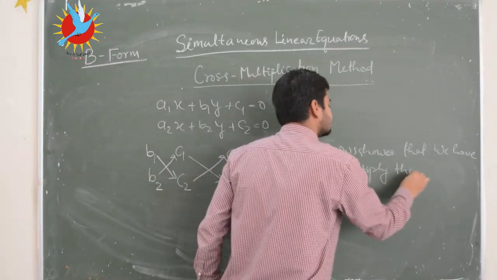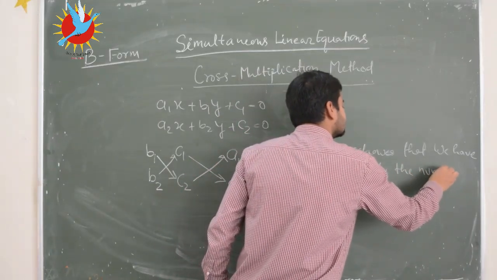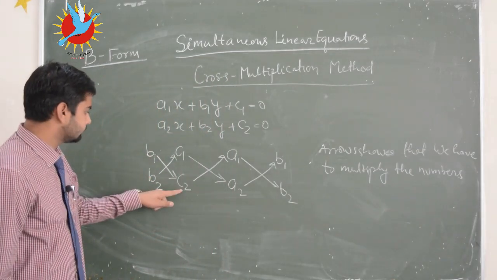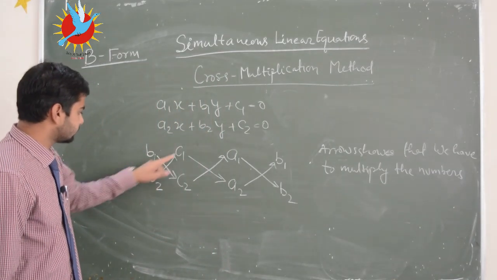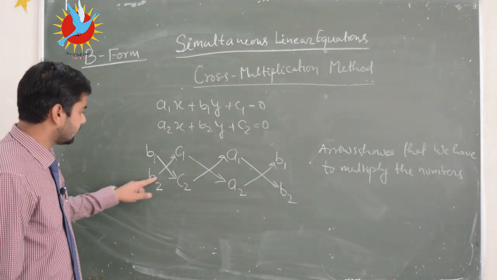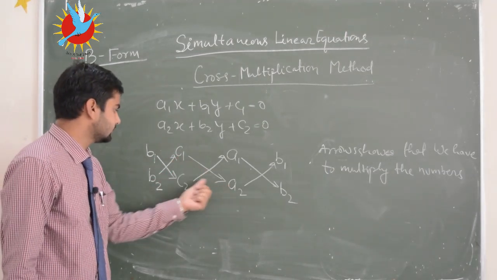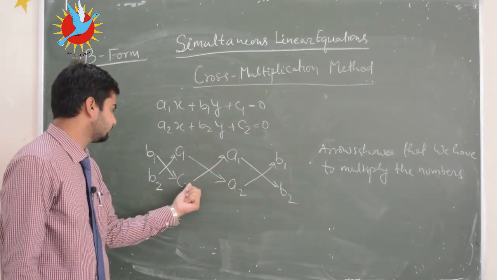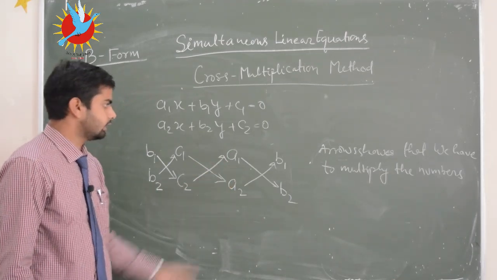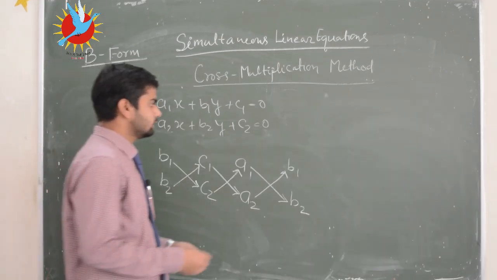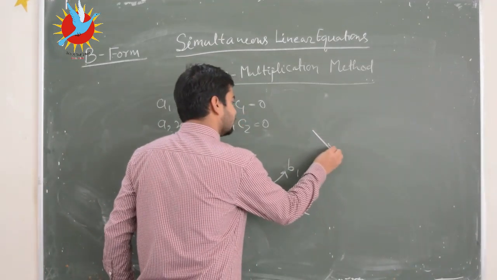These arrows show that we have to multiply the numbers. This arrow shows that we have to multiply b1 with c2, and this arrow shows that we have to multiply b2 and c1. This arrow shows that we have to multiply these two terms. This arrow shows that we have to multiply c2 and a1.